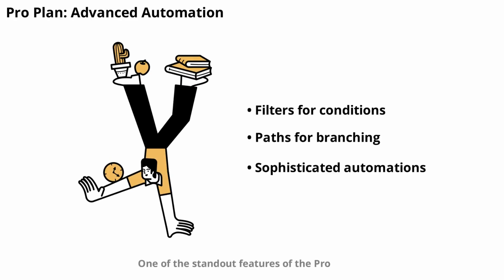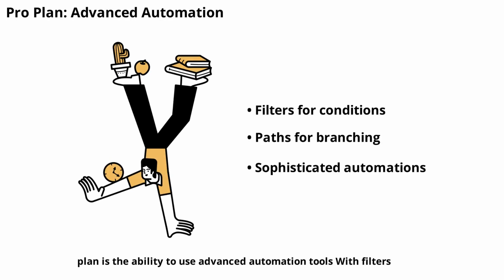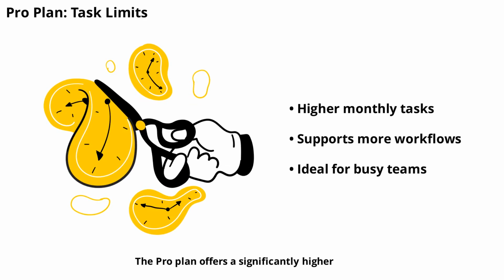One of the standout features of the Pro plan is the ability to use advanced automation tools. With filters, you can set conditions for when actions should run. Paths let you create branching workflows based on different triggers or data. These features allow you to build sophisticated automations that adapt to your business logic, saving even more time and reducing manual intervention.